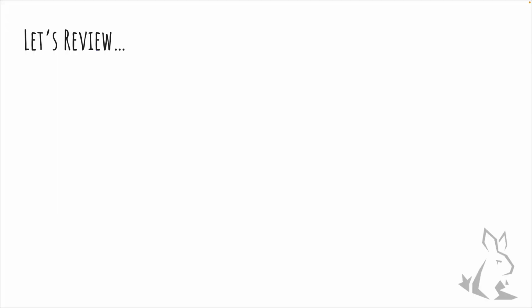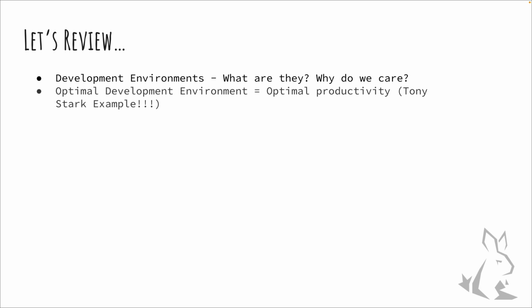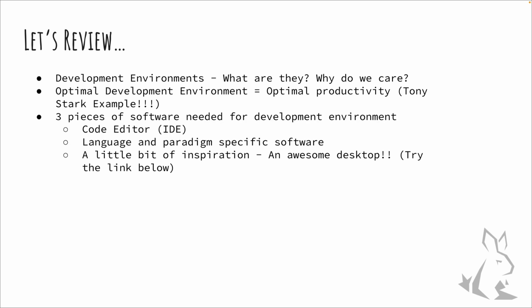Let's review what we covered today. The first thing we covered was environments. We discussed what they are, why they're conducive to your success by using the Tony Stark example. And we talked about the important things that you need in your environment as a coder. Next, we covered the 3 pieces of software that you need to set up your coding environment. The first one being an IDE, the second one being all the tools and things needed for your specific programming language, and finally, just a little bit of inspiration.